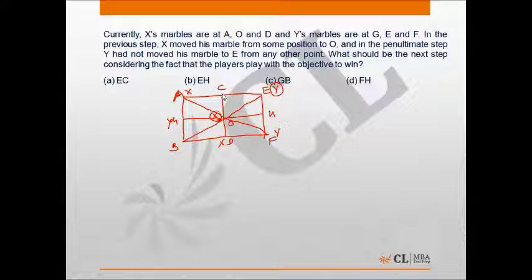But both the players are playing with the objective of winning the game, which means if a player is not able to win a game by making a particular move, he would try to make a move in such a manner so that the other player does not win. So to make sure that X does not win the game by making his next move, Y has to move his marble from E to C. So the next step has to be E to C, which is option A, hence it is our answer.